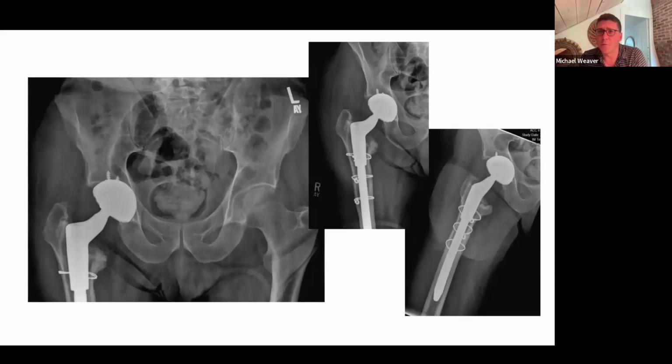I do use dual mobility over the last few years to optimize stability, particularly if you're converting a hemiarthroplasty. The risk of dislocation is pretty high.